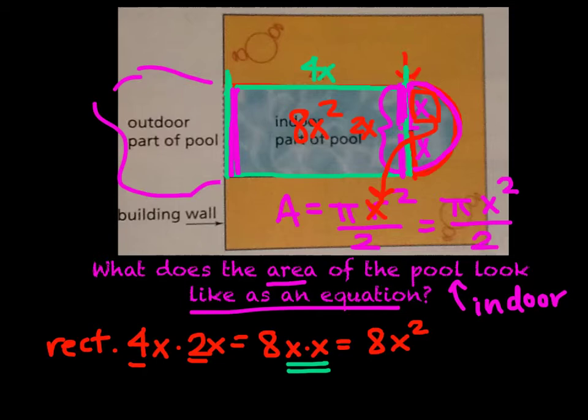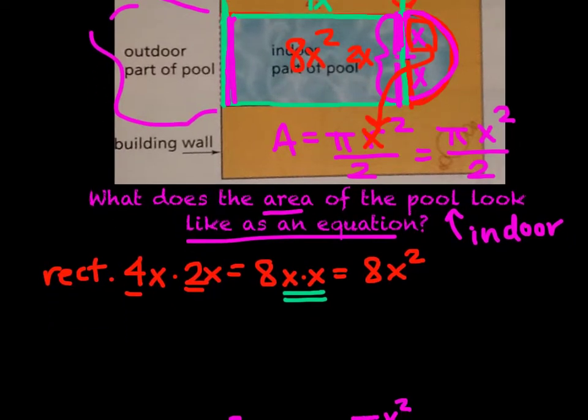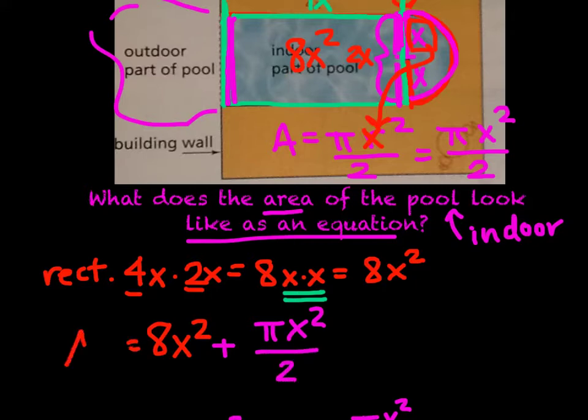So my equation for the area of this pool is simply 8x squared plus pi times x squared divided by 2. So that is the area of the indoor portion of this pool.